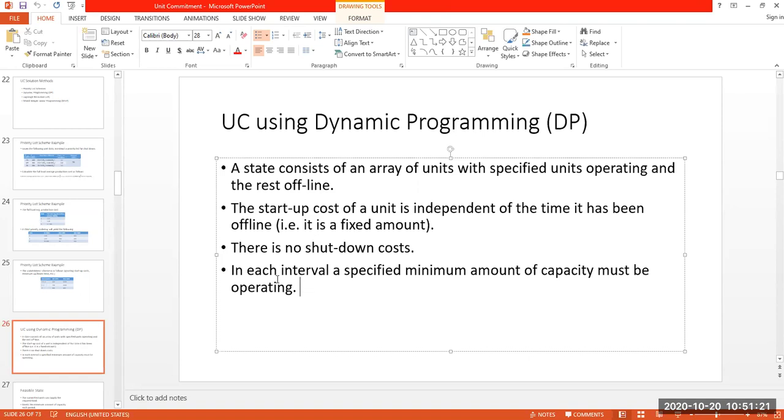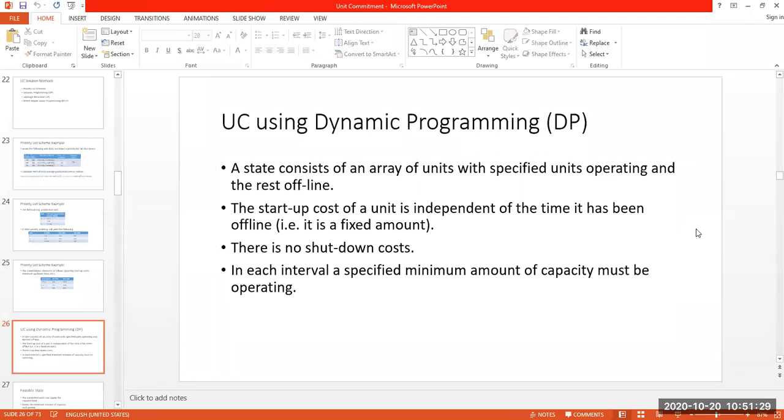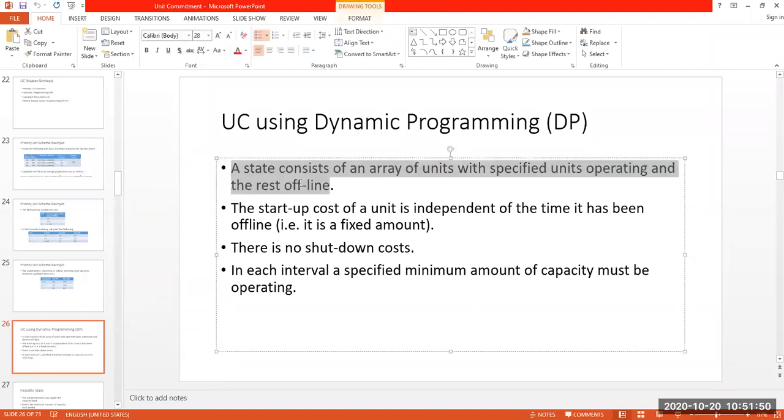Last one: in each interval, you should have some minimum amount of capacity available. That means you don't allow any state or any time instant to have zero capacity. At least one of the units should be available for supplying the demand. So if we go through the state definition, it consists of an array of units with specified units operating and the rest offline.